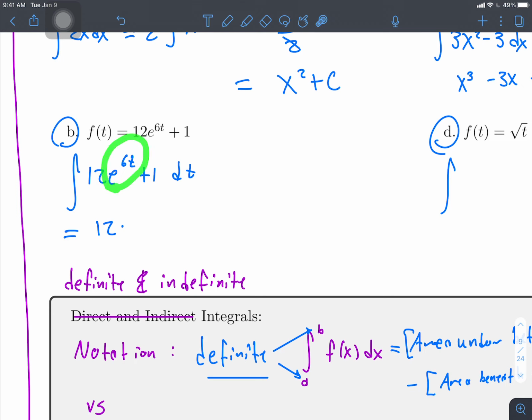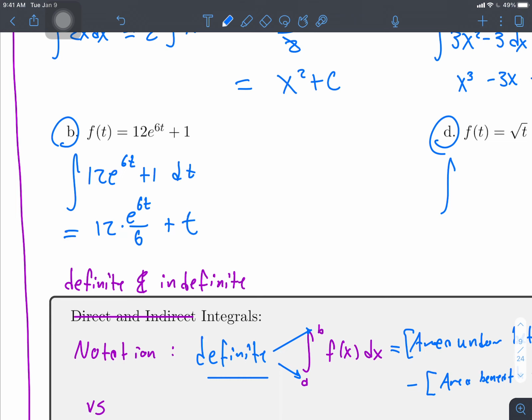What is the antiderivative of e to the 6t going to be? E to the 6t over 6. Yeah, just e to the 6t divided by 6. It's like the opposite of the chain rule here. Instead of multiplying times the derivative of that inner function, I'm dividing by the derivative of that inner function, because I'm reversing this process.